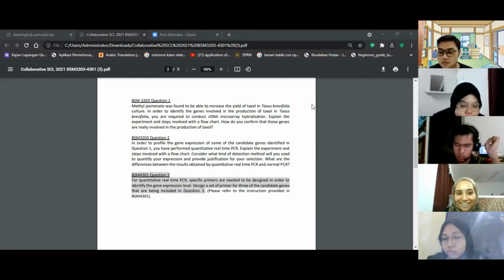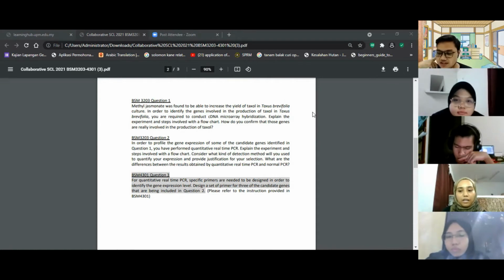Maybe I can search it out. I think it's red for up regulation and green for down regulation. So the green one is our side, because for cDNA microarray we remove or treat it with something, right? Okay, cool. Then how about question 2?